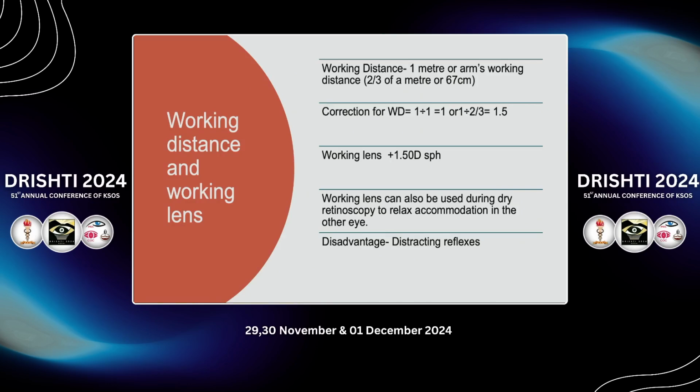You have to do correction for that. And some people also use a working lens. That is, you put a plus 1.5 diopter sphere on your trial frame and then you do retinoscopy. So it is for people who are a bit mathematically challenged. You don't have to do any arithmetic in the end. Whatever value you get, that is the power.